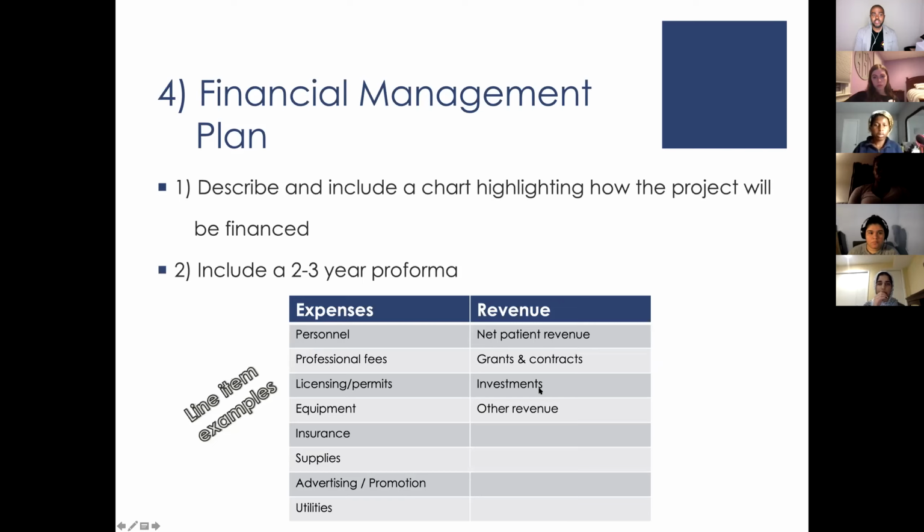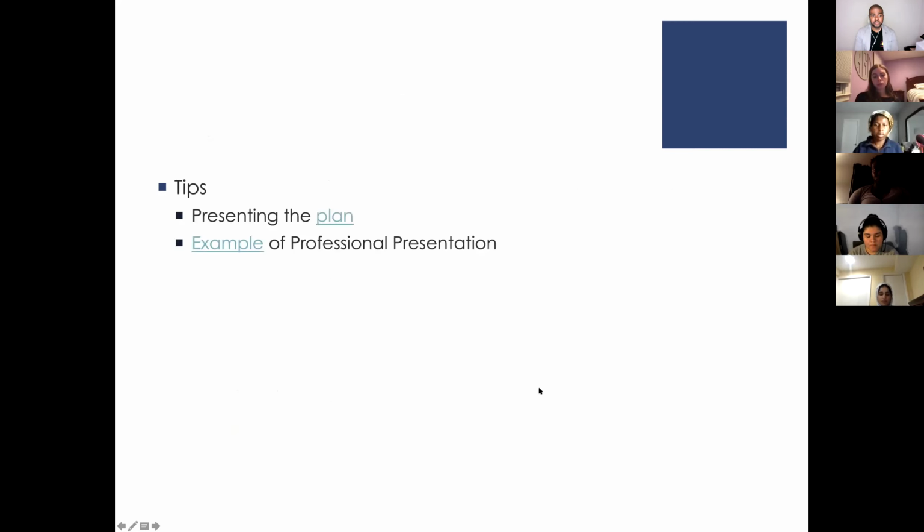And then your financial management plan. And this is where you have a lot of content, including your 2 to 3 year pro forma. What is your break-even point, right? Is it going to be 2 years down, 3 years down? What's your break-even point? And then I have for you a few tips on presenting the plan.